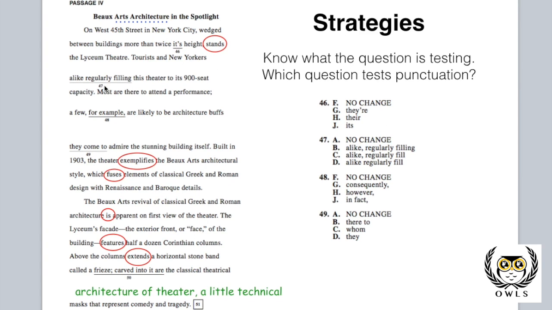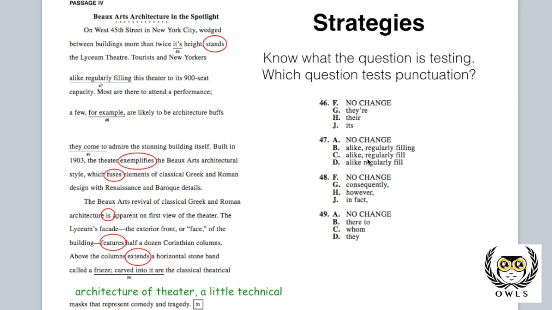The next answer choice question that we have is that New Yorkers are tourists and New Yorkers alike regularly filling this theater. Here I know immediately something sounds off. If I cut out the fat, which is one of the strategies that we'll talk about as well, then I can eliminate some of these unnecessary words and focus on the noun and the verb. Tourists and New Yorkers filling this theater doesn't sound quite right, especially when I look at words like stands, exemplifies, that they currently do this. So tourists and New Yorkers fill. I can take away answer choice A and B. This leaves me with answer choices C and D.